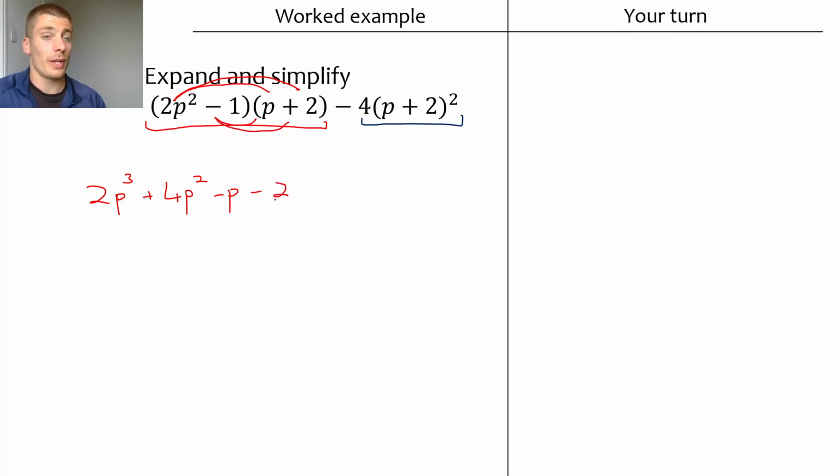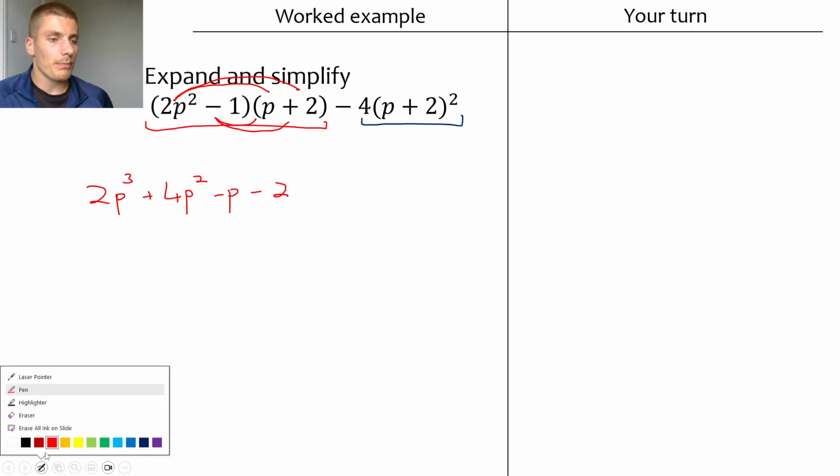Now, on this expansion, you can't simplify anything because you've got different variables. You've got p cubed, p squared, p, and there's no p there. So actually, you can't simplify this as it is. We're just going to leave this as it is. Okay, I'm now going to go and consider this taking away of 4 times by (p plus 2) squared.